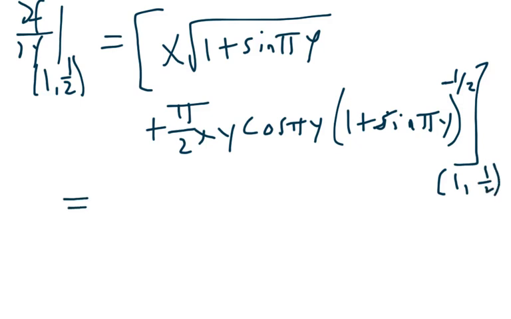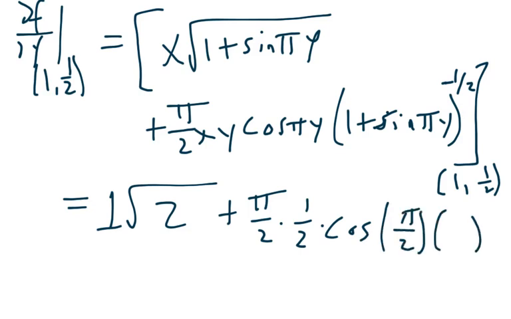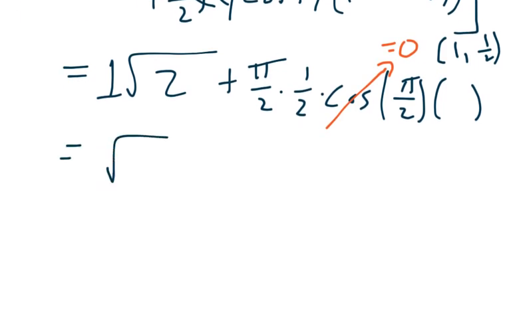So if we plug this in, our first term is going to be 1 times square root of 2 again, because we have 1 plus sine of pi over 2, and the square root. Plus, well, we have pi over 2 times 1/2 times cosine pi over 2 times stuff, but that doesn't matter because cosine of pi over 2 is equal to 0. So all this stuff is 0. So really all we end up getting here in the end is square root 2.